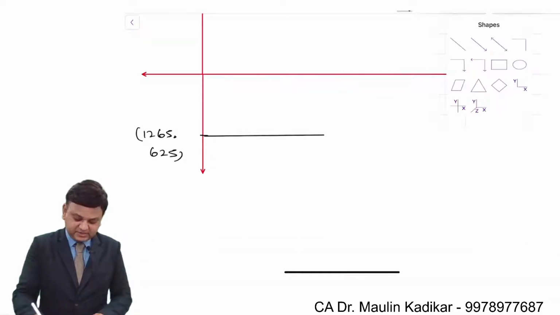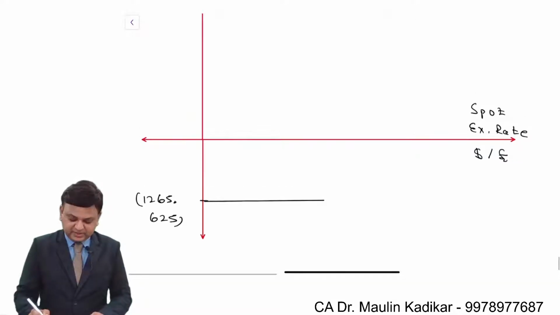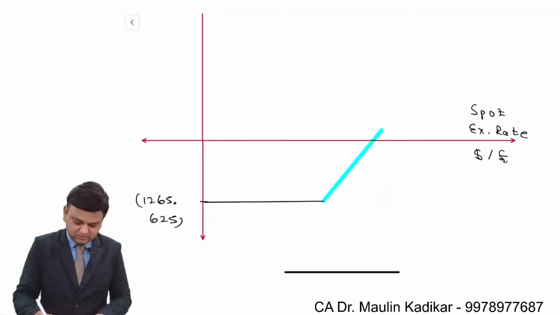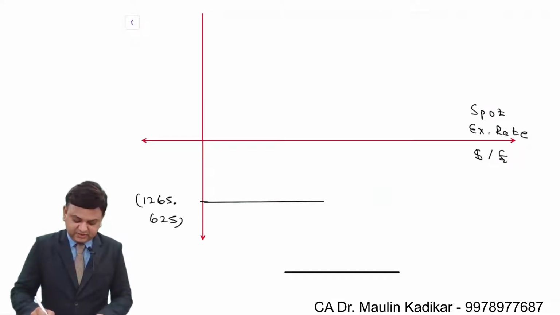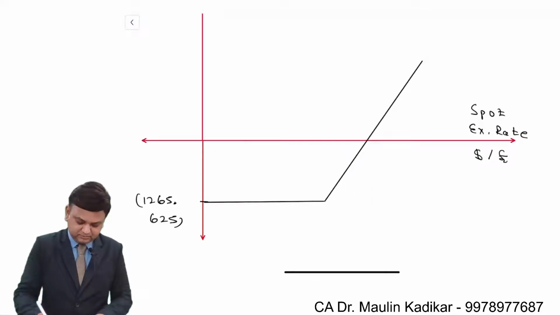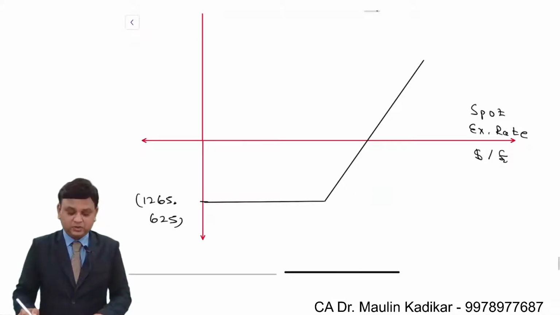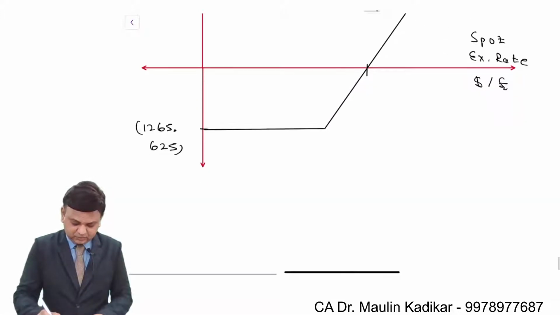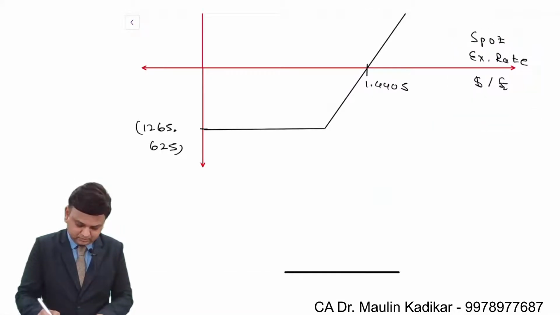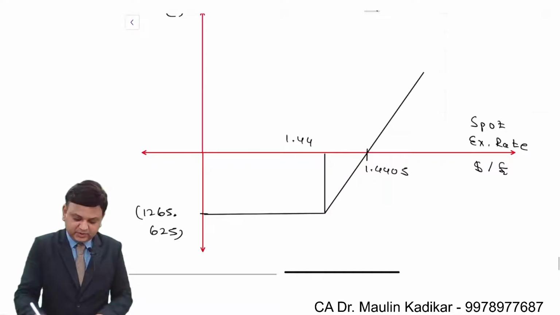So we understand like this, that when the spot exchange rate is increasing beyond this, first of all the loss is recovered and it is getting converted into profit. So here it is 1.4405. This is 1.44. This is 1.48.